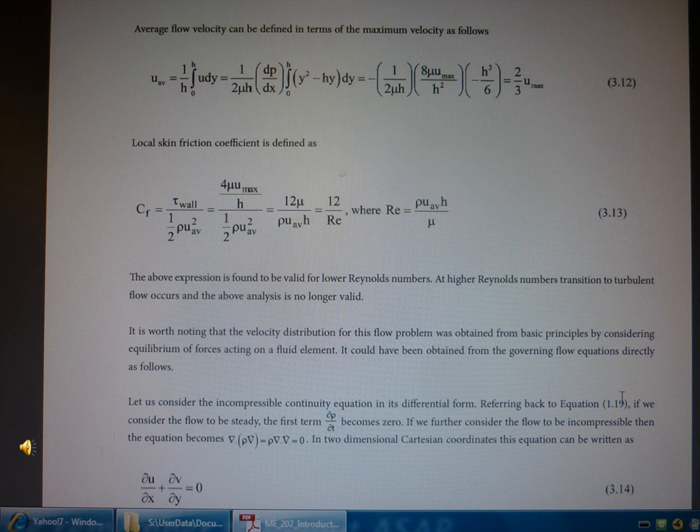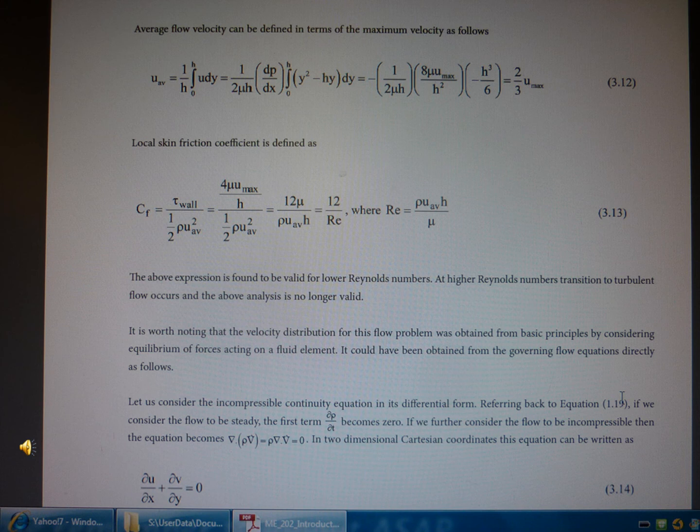Finally, the average velocity u average is equal to 1 by h integrating 0 to h u dy, equal to 1 by 2 mu h dp by dx integrating 0 to h y square minus hy dy, equal to minus 1 divided by 2 mu h multiplied by h, mu u maxima by a square multiplied by h square divided by 6, equal to 2 by 3 of u maxima. And the viscous shear coefficient can also be written as c tau equal to rho u average h divided by mu. Therefore the two-dimensional Cartesian equation is del u by del x plus del v by del y equal to 0.